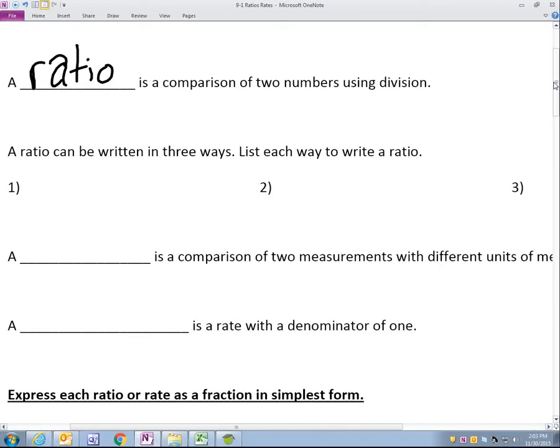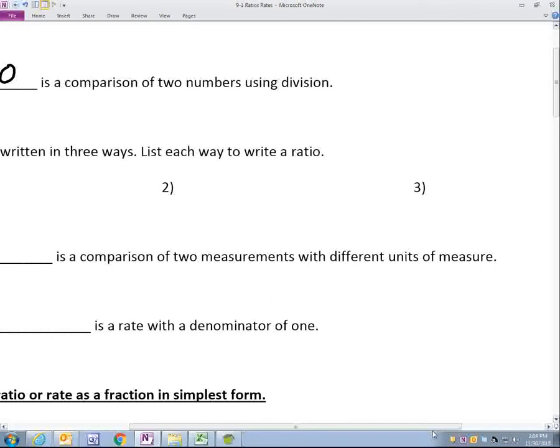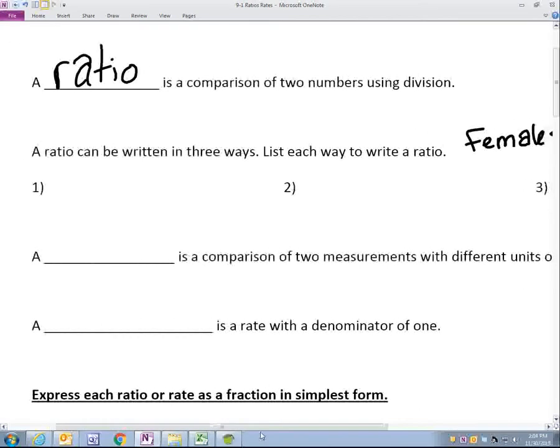Now, a ratio can be written in a couple of ways. To show an example of these, we're going to do, in this classroom, the ratio of, let's do ladies first, females and males, that ratio. So the ratio can be written in three ways.